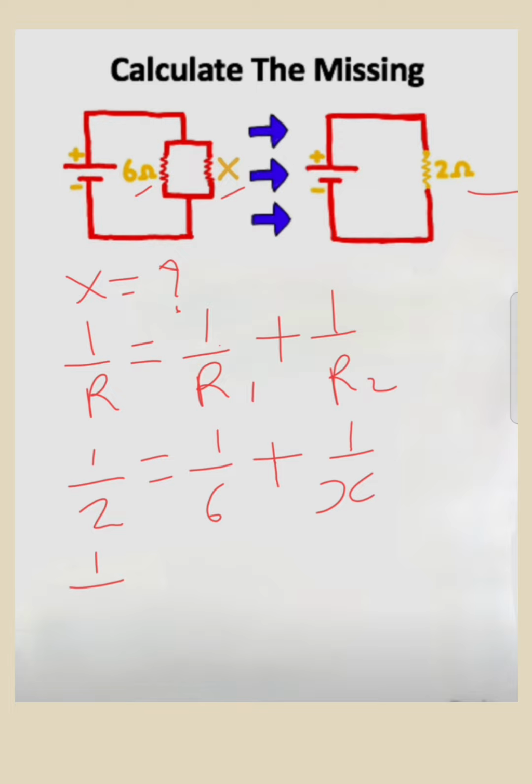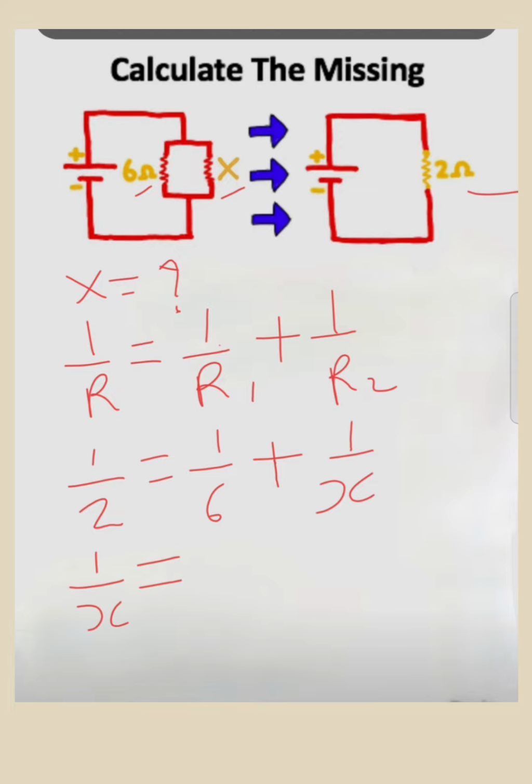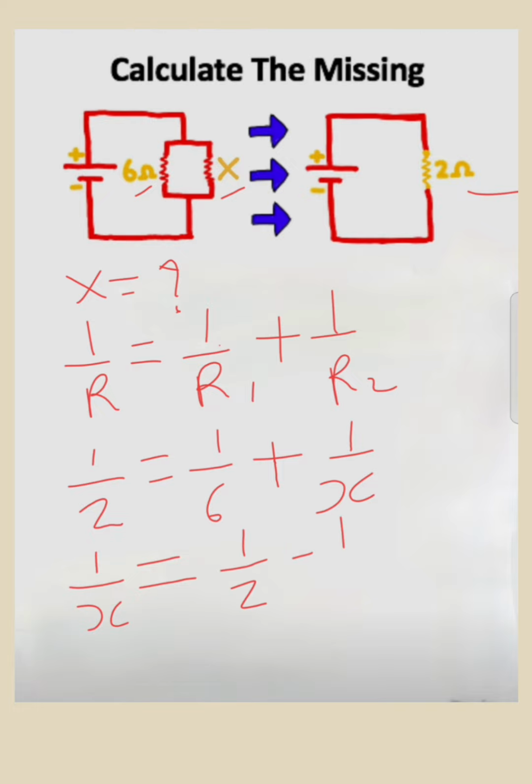Now here we have to calculate 1 upon X equals 1 by 2 minus 1 by 6. After simplifying, we get 4 by 12. So X is 12 divided by 4, which means X equals 3. So the unknown value is X equals 3 ohm.